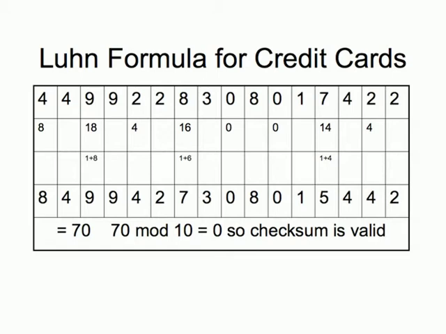So if you had 44992928, the transposition of those numbers would be detected as an error. That wouldn't have happened with our very simple telephone checksum.